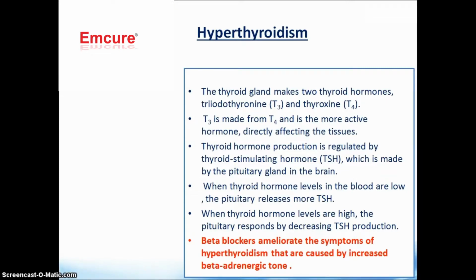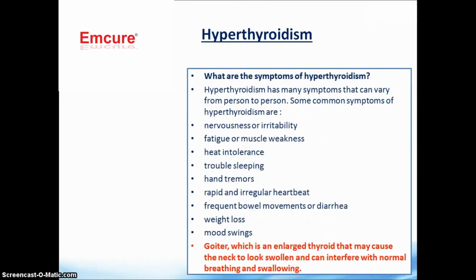So the use of beta blockers in hyperthyroidism is that they ameliorate the symptoms of hyperthyroidism that are caused by increased beta adrenergic tone, which means that they reduce your heart rate and the tremors. Ameliorate means to reduce the symptoms of hyperthyroidism, which I have discussed in the previous slide. So they are the first line of drugs in the treatment of hyperthyroidism, which can be followed by your normal thyroid drugs.